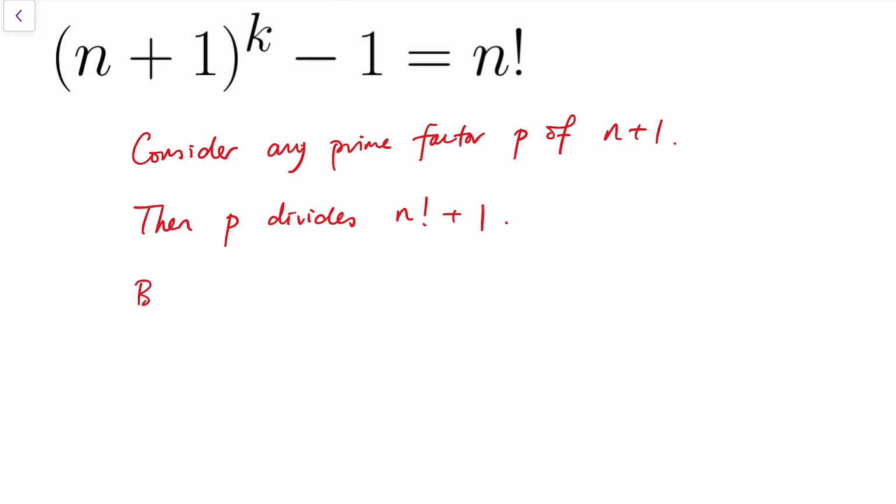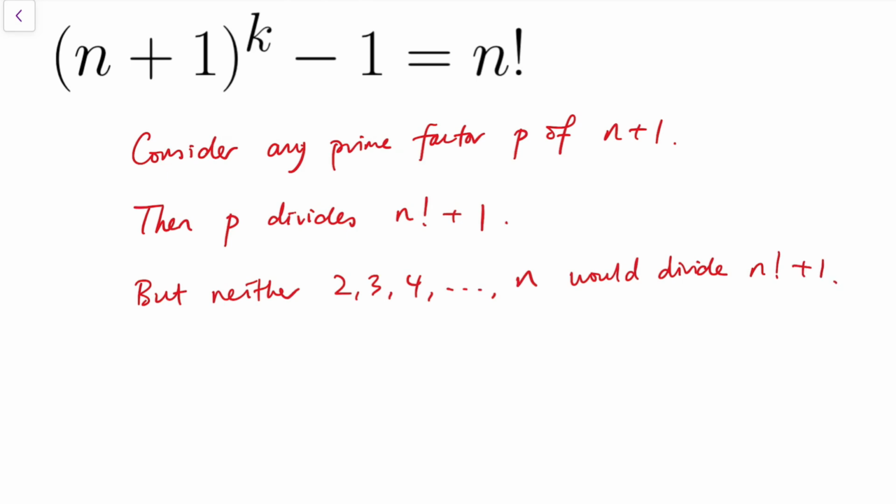But neither 2, 3, 4, all the way up to n, all the numbers except 1 that are less than or equal to n, would divide this expression n factorial plus 1, because all these numbers that I mentioned are factors of n factorial. But now we added 1, so these numbers will not be a factor anymore.